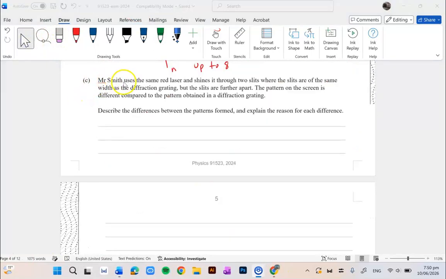Okay, part C. Mr. Smith uses the same red laser and shines it through 2 slits, where the slits are of the same width as the diffraction grating, but the slits are further apart. The pattern on the screen is different compared to the pattern obtained with a diffraction grating. Describe the differences between the patterns formed, and explain the reason for each difference. Alright, I'm going to write the answer down and then explain it.